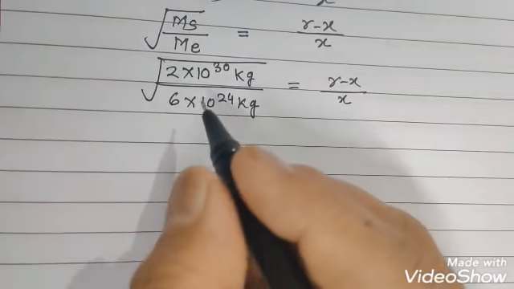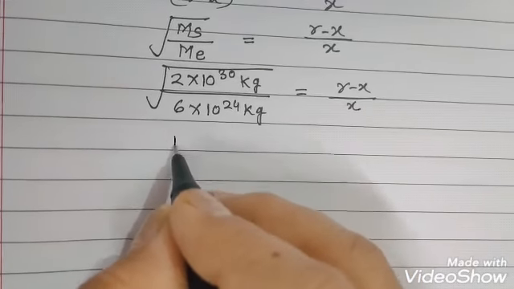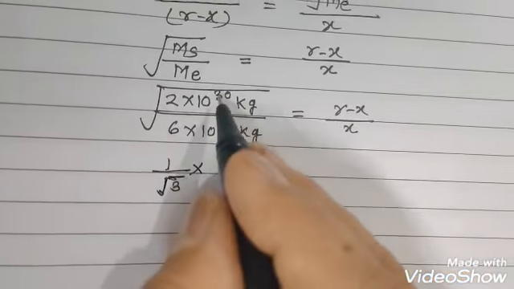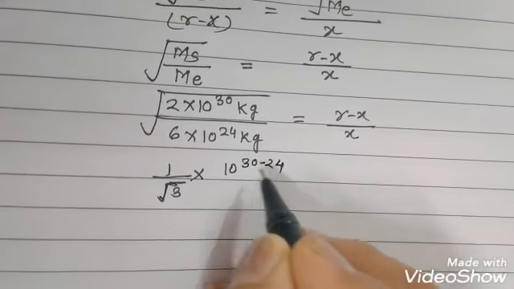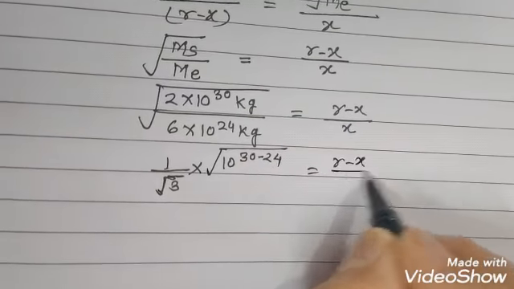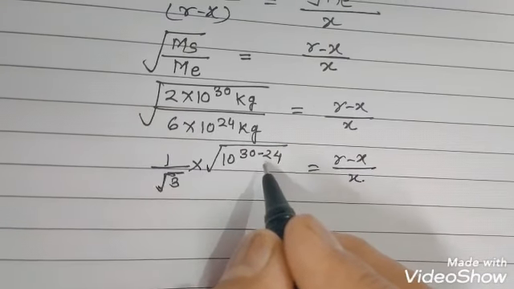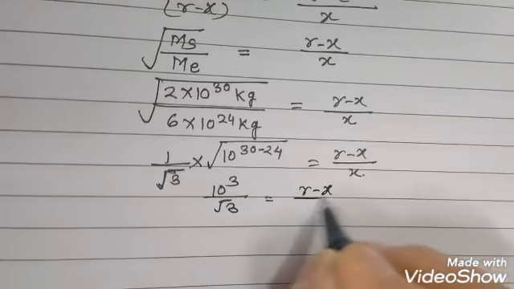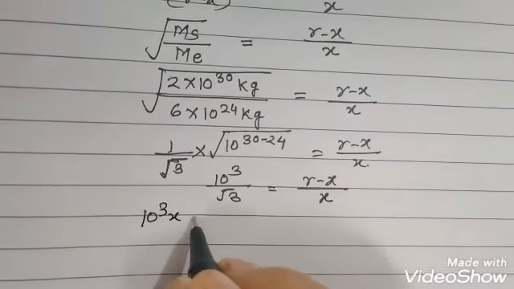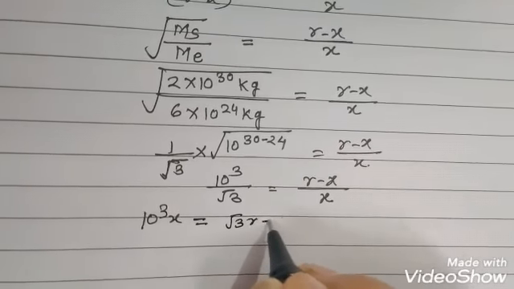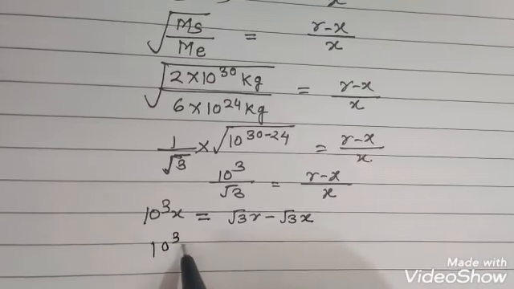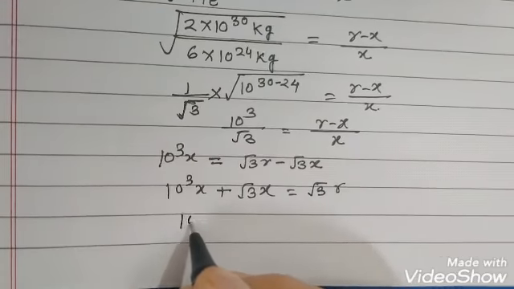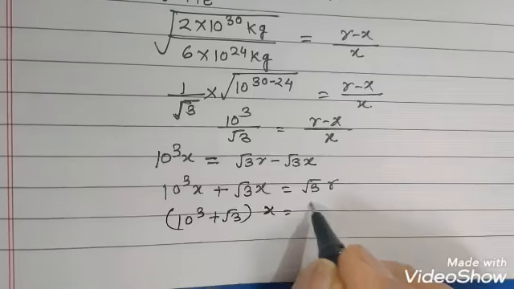2 ones are 2, 3 ones are 3, this will be cancelled, and 10 to the power 30, that means it will come 1 upon root 3 into 10 to the power 30 minus 24, root of this also, that is r minus x upon x. 30 minus 24 is 6, and root of this is 10 to the power 3, so 10 to the power 3 by root 3, equals r minus x upon x, that is 10 to the power 3 x equal to root 3 r minus root 3 x. We'll take this root 3 x this side, so this is root 3 x plus 10 to the power 3 x equal to root 3 r. x we'll take common here, so 10 to the power 3 plus root 3 times x, and this is root 3 r.